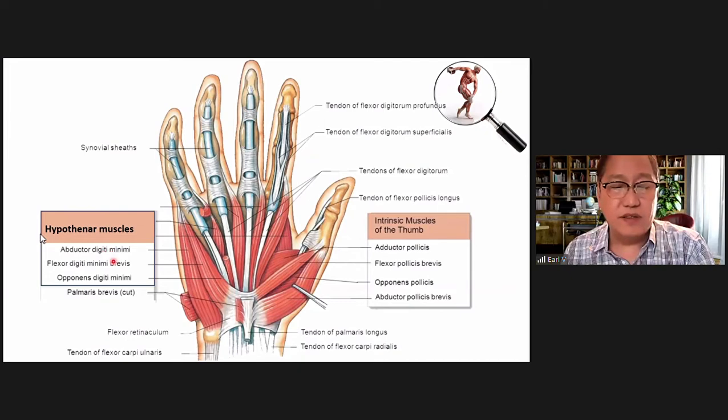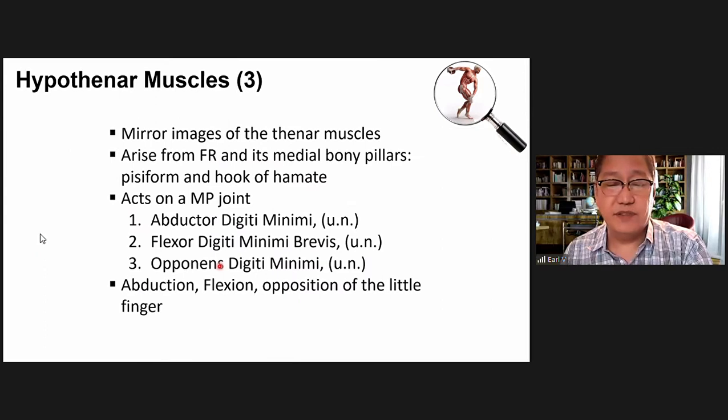So what's the nerve supply of the hypothenar muscles? Medially, all muscles are innervated by the ulnar nerve. So, ulnar nerve.